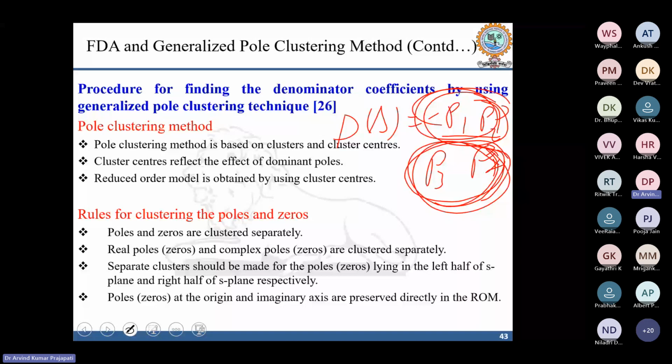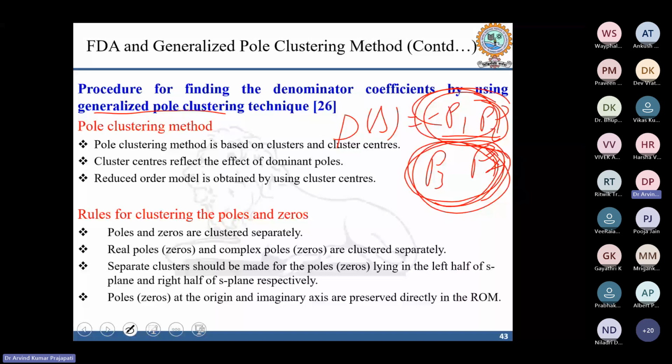So why is it called the generalized pole clustering technique? Because for particular values of the variables, this generalized pole clustering technique becomes similar to the pole clustering technique. That's why it is called the generalized pole clustering technique. The process is approximately similar to the original pole clustering technique.